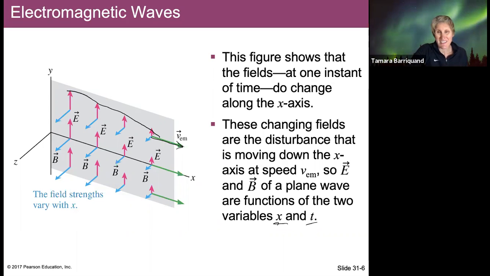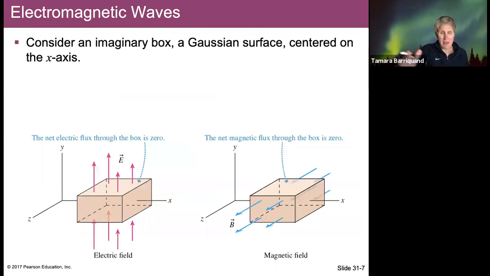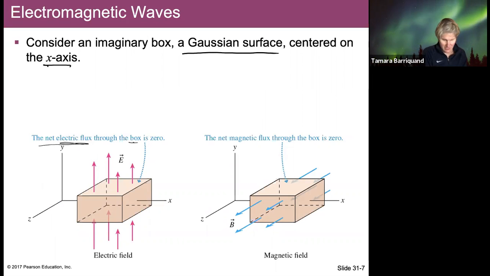Maxwell laws. So first, we're going to look at Gauss's law, number one. So consider an imaginary box, a Gaussian surface or box, centered on the x-axis. So let's first look at the net electric flux through the box when we're just looking at the electric flux. Now, we would, of course, also have the magnetic flux for this box in the same area, but we're trying to simplify it and look first at just what's happening with the electric field.